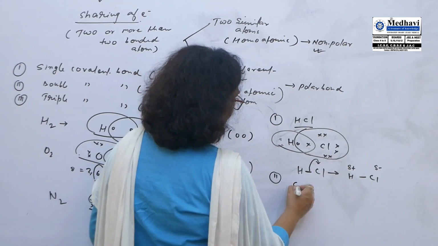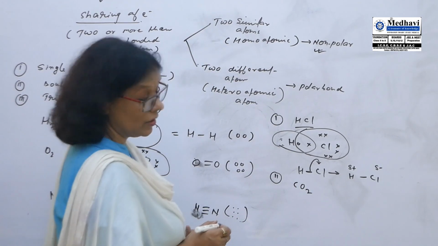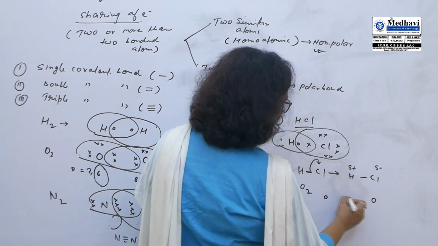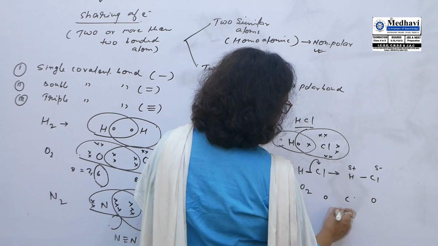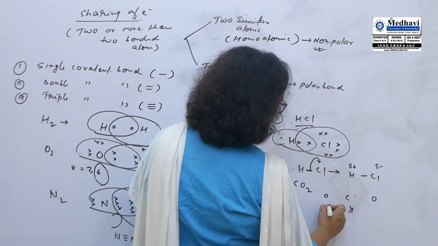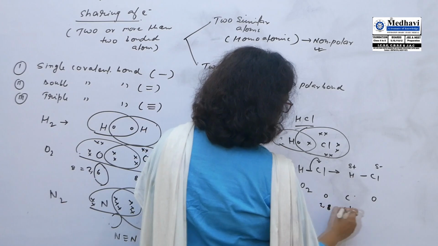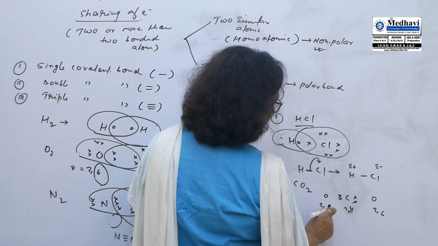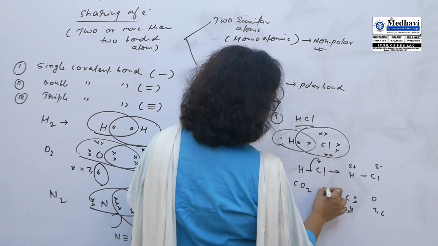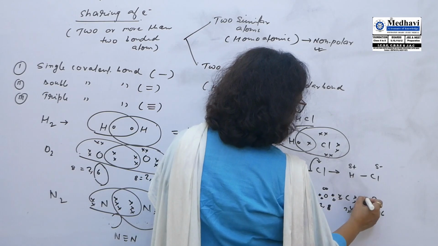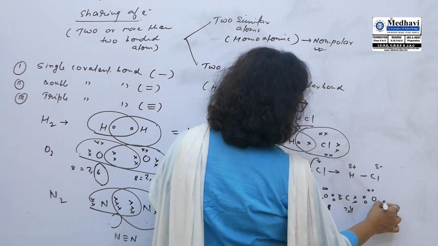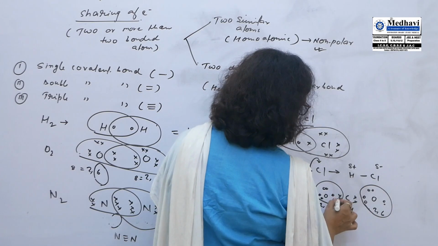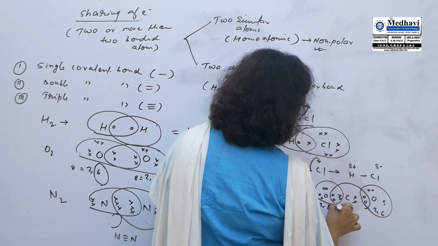Second is CO2, carbon dioxide. It is a symmetrical compound. Carbon has 4 valence electrons. Oxygen has 6 valence electrons. This one also has 6. So 4 here. This oxygen has 6 electrons, so 2 will be shared here, the remaining outside. This also has 6, so 2 will be shared here, the remaining outside. So the octet of oxygen has been completed, and the octet of carbon has also been completed.